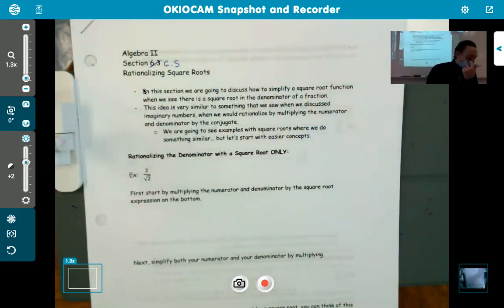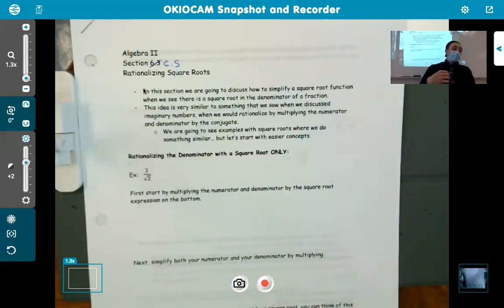So the same idea that we talked about back with imaginary numbers, right? Where we're rationalizing. Remember, we had some times when we didn't want imaginary numbers in our denominator. Same thing happens here. We don't want any square roots left over in our denominator when we're simplifying. With imaginary numbers, we would multiply top and bottom by i. The same thing is going to be used here. We're going to multiply top and bottom by whatever the square root is down in the denominator.